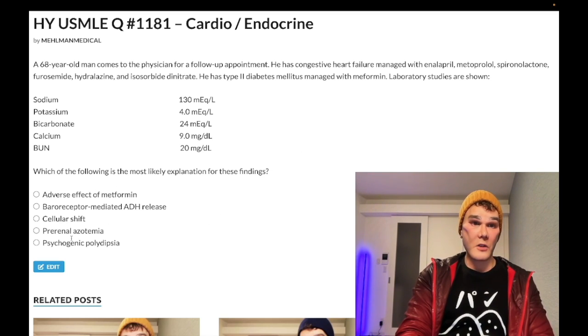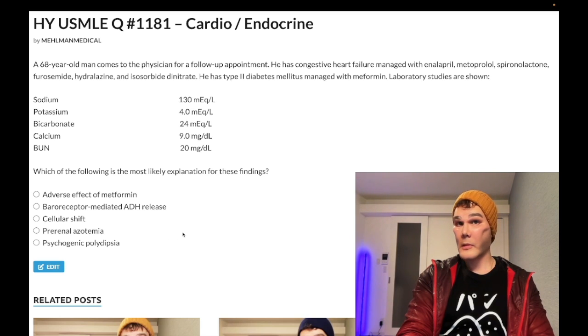So they can just tell you patient's drinking too much water. That's what psychogenic polydipsia means. But you have dilute urine and you have low serum sodium. Wrong answer.